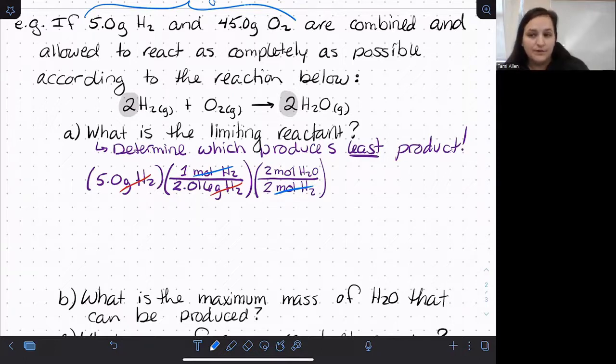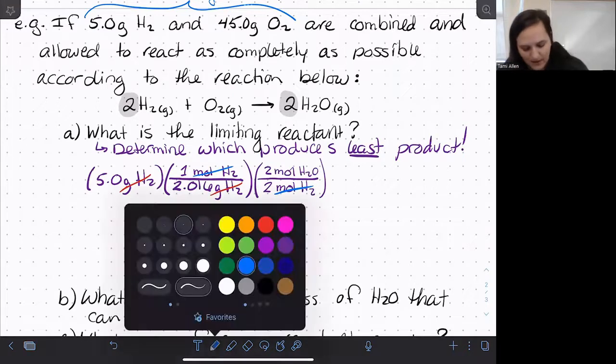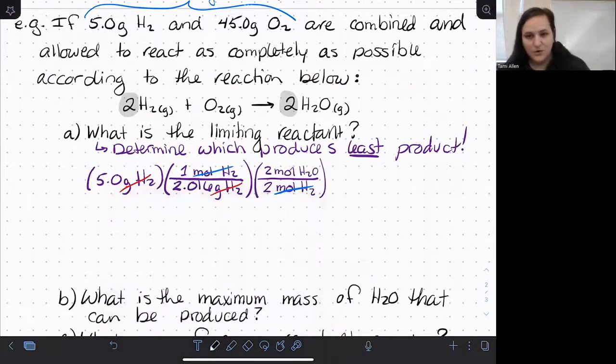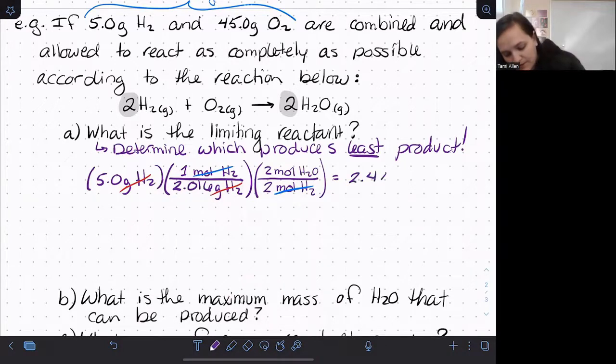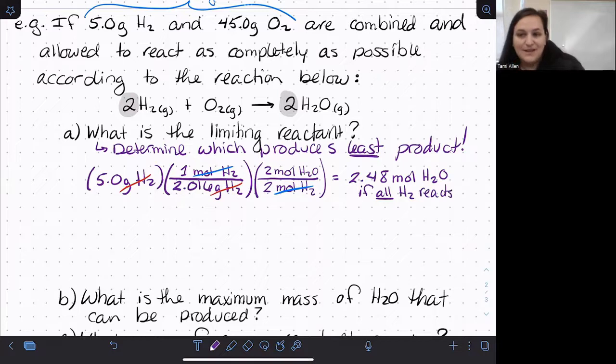You could also convert to grams here, but it's not strictly necessary. Whichever produces more moles of water will also produce a larger mass of water. So you can look at it either way. So we'll keep the calculations to a minimum and not convert to grams. So 2.48 moles of H2O would be produced, and this number is assuming that all of the H2 available reacts, i.e. if the H2 is limiting.